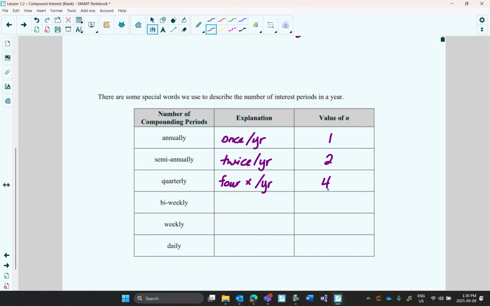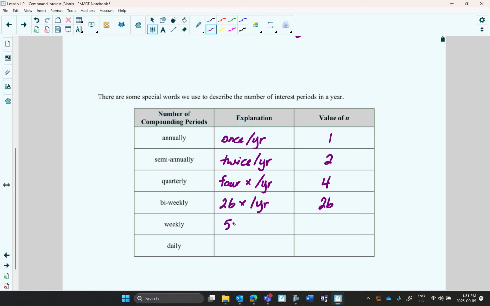Bi-weekly, that means every second week. How many times would that be? How many weeks are there in a year? 52. So how many 2-week periods would be in a year? Half of 52, right? 26. So bi-weekly would be 26 times a year, or N would be 26.